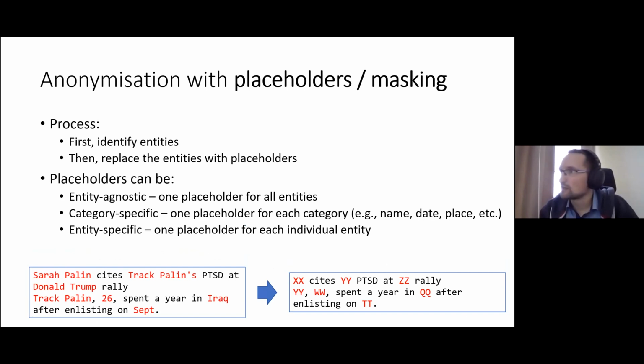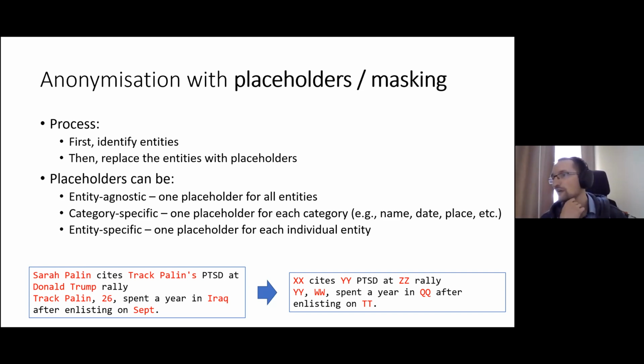The next method, masking or anonymization with placeholders. So we identify the entities and then we replace them with placeholders. Simple enough, but the choice of what placeholders will be can be more complex. So we could have entity agnostic placeholders, so one for everything. So we just mark that here is something, here is something, here is something. We have no idea what that something was.